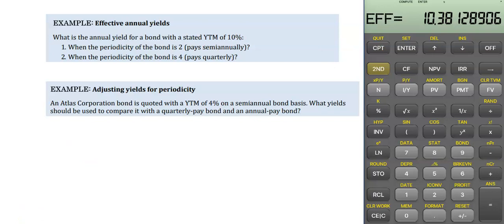Second example is an Atlas Corporation bond is quoted with a YTM of 4% on a semi-annual basis. What yields should be used to compare it with a quarterly pay bond and annual pay bond? So this is a nominal yield, because whenever a yield is given, it will be a nominal yield. This is a 6 monthly basis. We want to calculate an equivalent yield in case of quarterly paying bond. So first of all, calculate the effective annual rate.